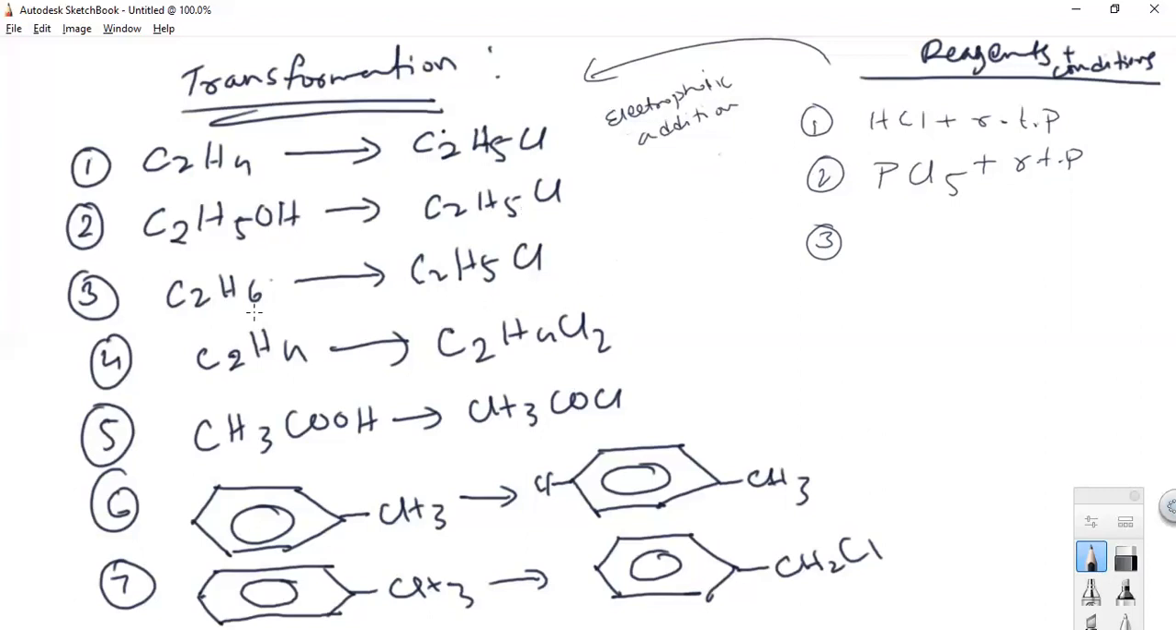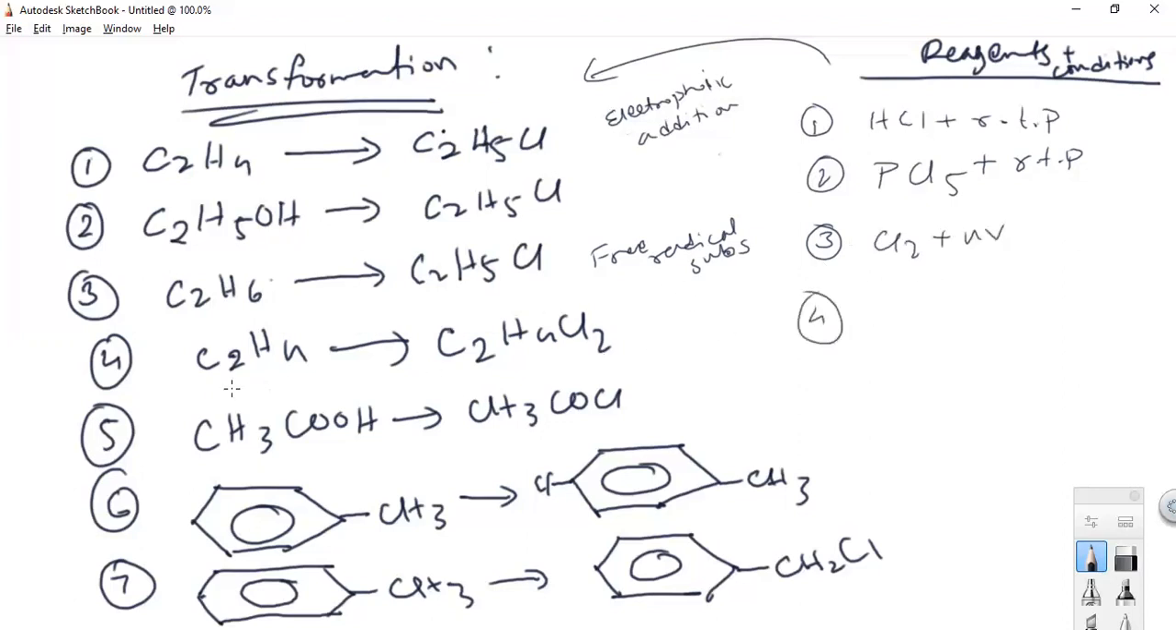Now in this reaction, what is happening? We have C2H6. This is an alkane. From there, we are getting what? One of the hydrogens is displaced with chlorine. So what sort of reaction is happening here? Remember, this is free radical substitution of an alkane. So we can add Cl2 plus UV. This will be the reaction.